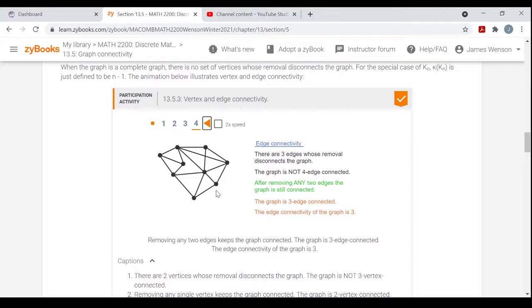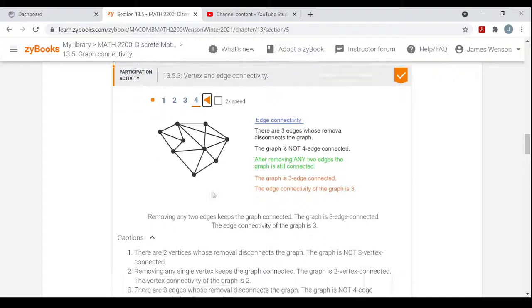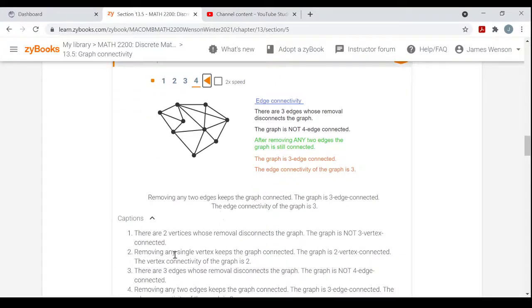And if that's the largest value of edge connectivity we can see, then that's called the edge connectivity of the graph. Right? So they're saying the edge connectivity of this graph is 3. So you see the vertex connectivity is 2, the edge connectivity was 3. So please be aware that vertex connectivity and edge connectivity are not going to necessarily be the same number.